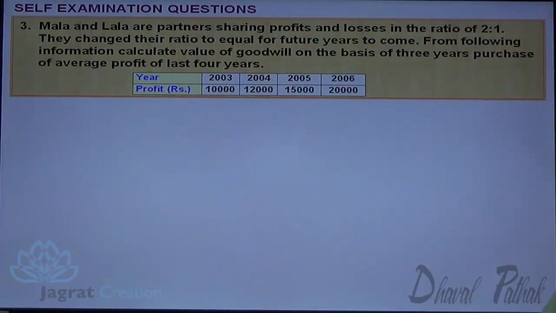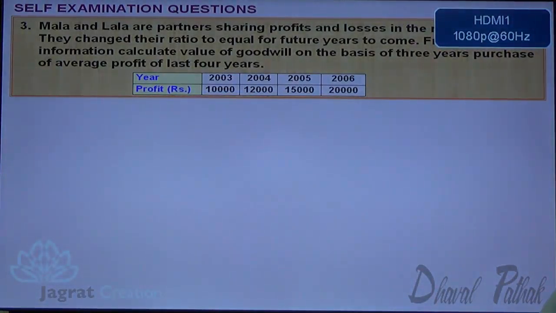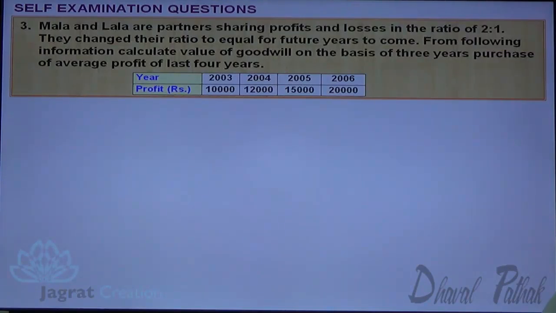Mala and Lala are the partners, sharing profits and losses in the ratio of 2:1. They change their ratio to equal for future. So in future they will share profits equally, that is the ratio 1:1, one half each. They are going to share their profits in future in equal proportion, that is 1:1, one half each.